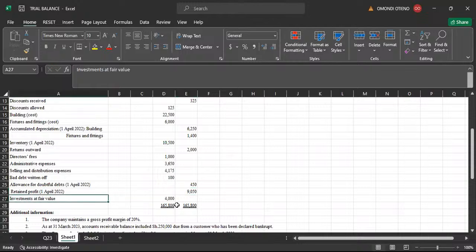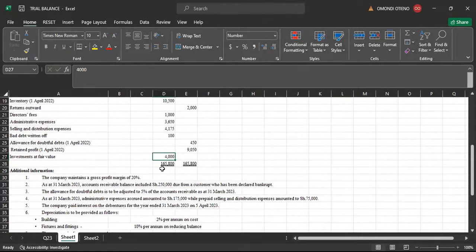Investment at fair value, that is now the financial assets. The financial assets are not being depreciated, but you just look at the fair value at the end of the year. Is there an increase or a decrease in the fair value adjustments of these particular assets? If there is an increase, of course, that's going to be a gain. We take it to the section of other comprehensive income, OCI.